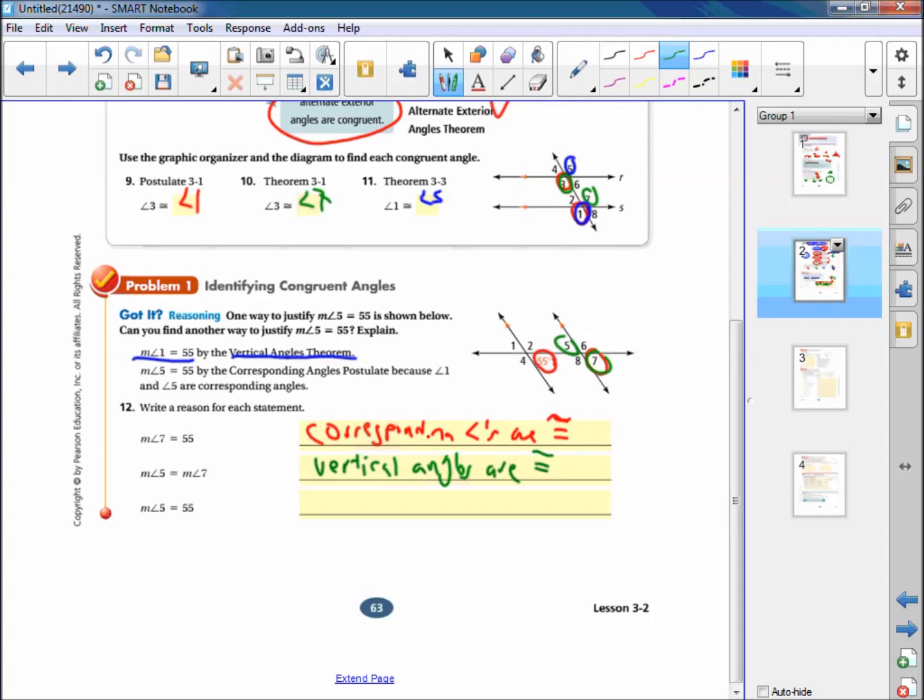Okay, and then 5 and 55 will be the same. Let's take a look at this. So we could do two ways for this. We could say substitution. So you can replace 7 with the answer to 7. So we can put 55 here.